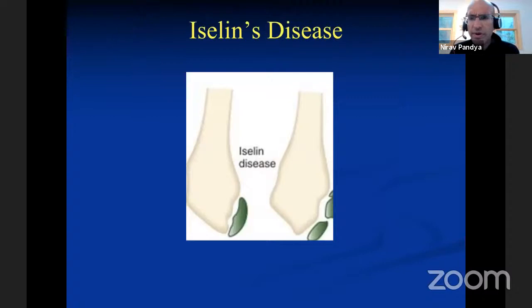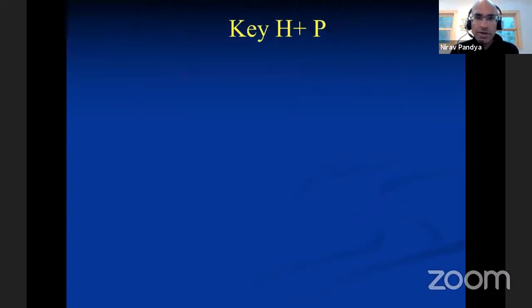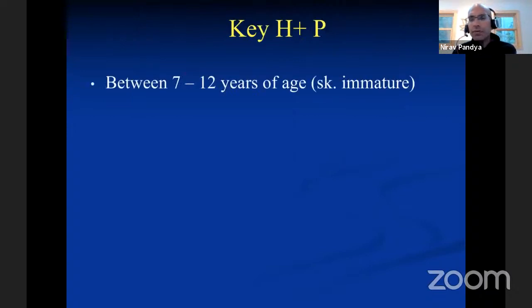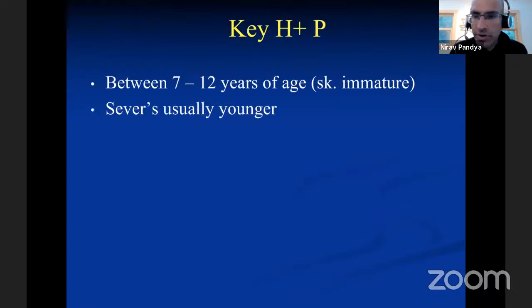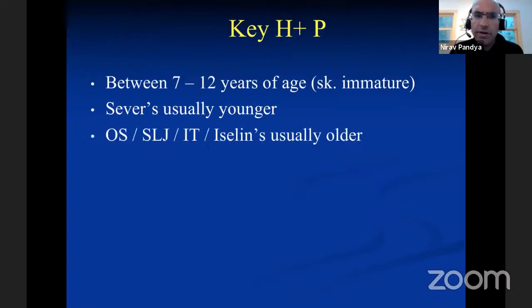And very rarely will I see Iselin's disease, which is around the fifth metatarsal apophysis in the foot. But sometimes once again can get mistaken for a fracture, particularly in a patient who doesn't have an acute presentation. So the key in general for these patients is they're generally between 7 to 12 years of age. They're skeletally immature. They have to be for the apophysis to be irritated. The Sever's patients in general, what I found in my practice, are typically younger. They're 7, 8, or 9.